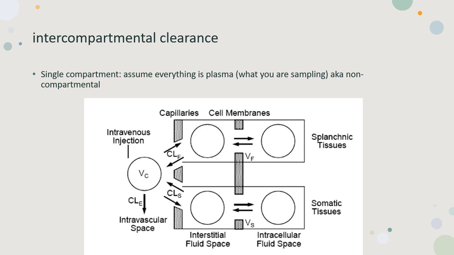So basically, this circle with the VC, that would be the blood essentially, and it gets cleared through, we'll say, the kidneys and the liver, but also there's capillaries and cell membranes and splanchnic tissues, which is like the gut, somatic tissues, which is like musculoskeletal. So you're kind of treating them like they're at their own compartment. What does that look like?